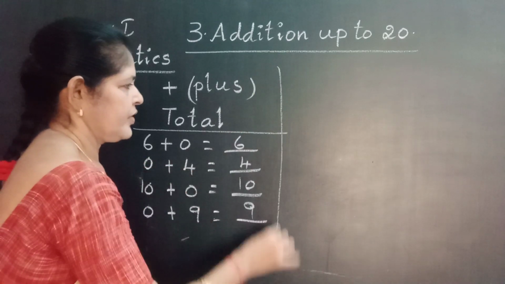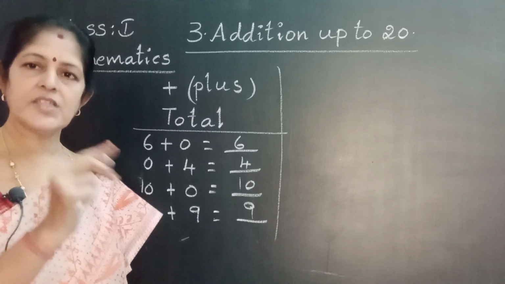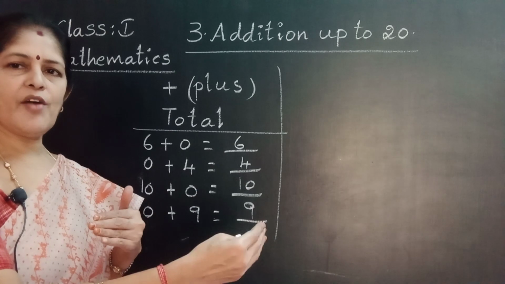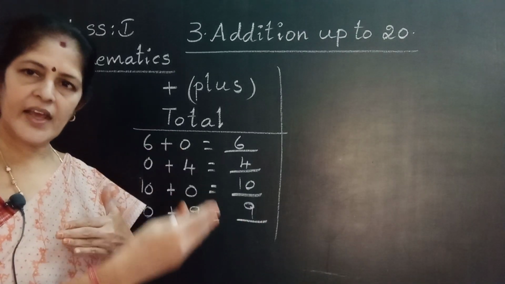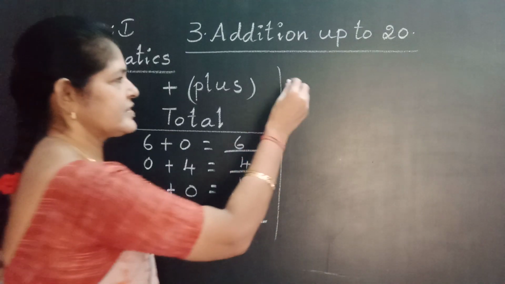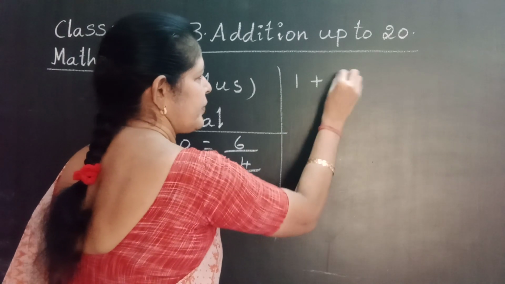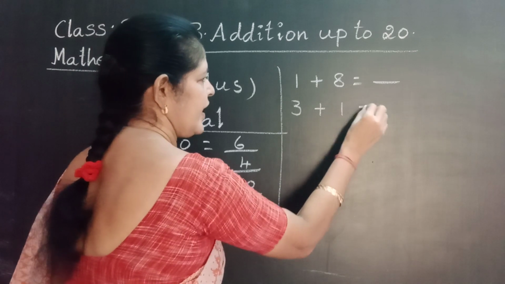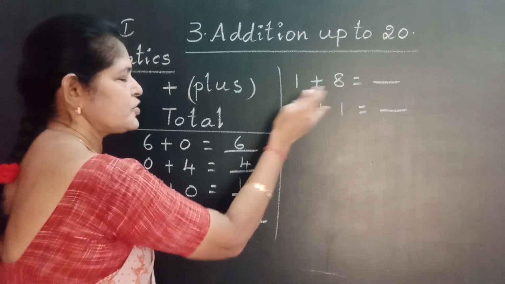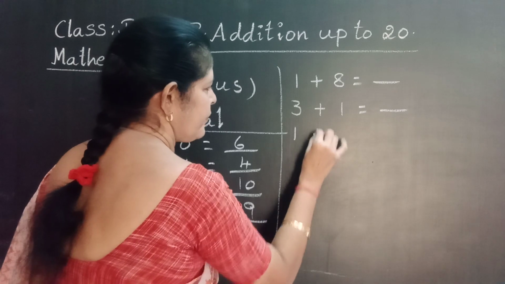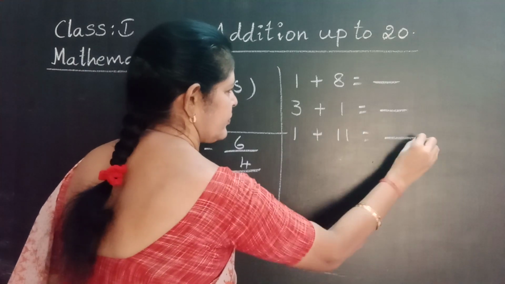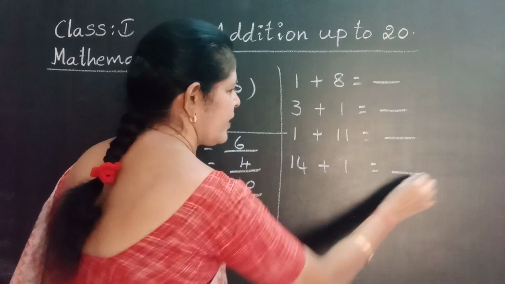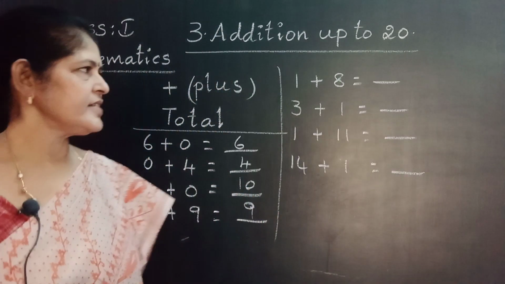Okay, next one. When we add 1 to a number, the total goes to the next number of the given number. That means the number after the given number. Let us see examples. 1 plus 8, 3 plus 4. Here we are going to add 1 to a number. 1 plus 11, 14 plus 1. Here, come on, think what is the answer, what is the total?